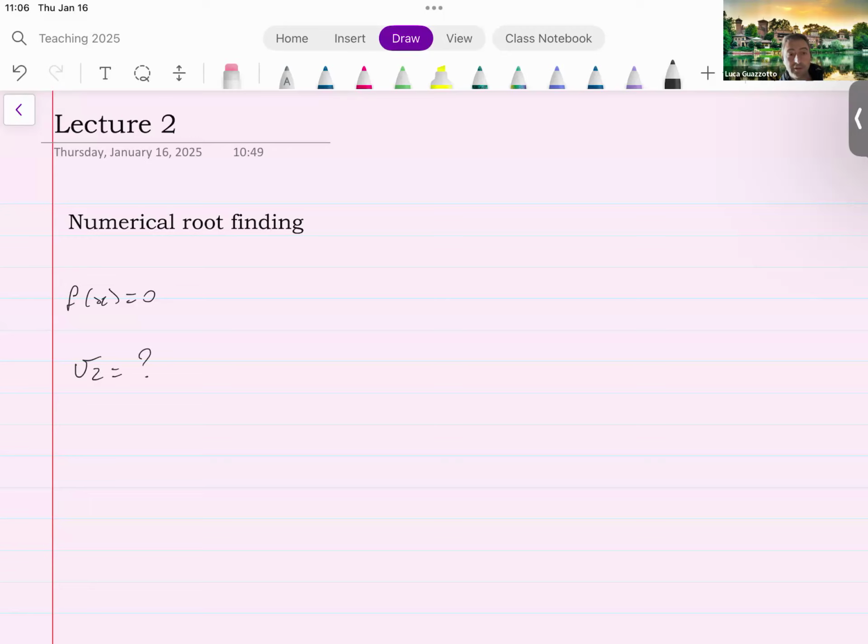if you want to calculate a number like the square root of 2, there are a lot of ways to do it, actually. This is an easy one. But one way to do it is to solve the equation x squared equals 2. So if you have an efficient way to solve that equation, you have an efficient way to calculate the square root of 2.